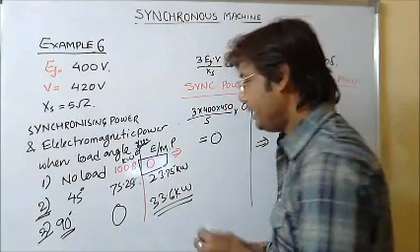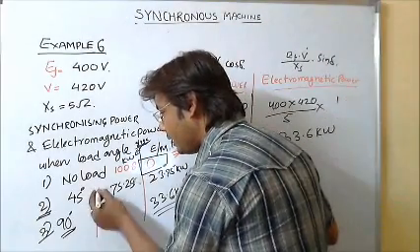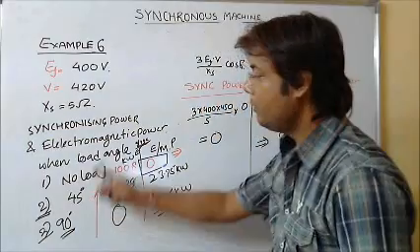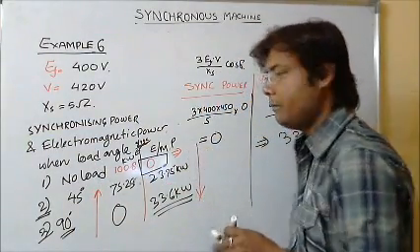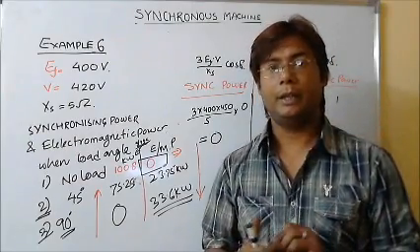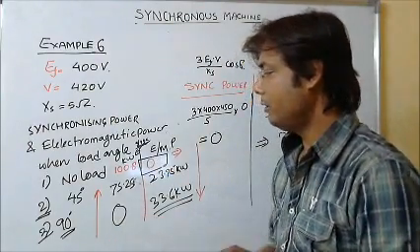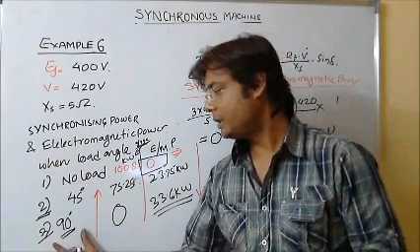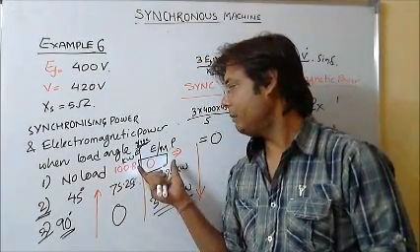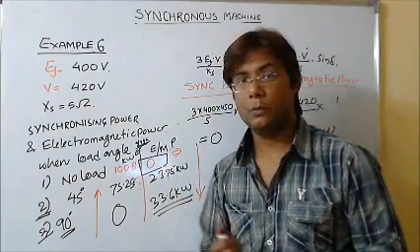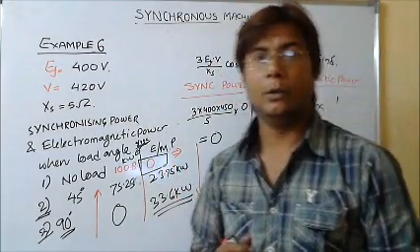Here I can say that my synchronizing power increases from 90 degrees to no load, and electromagnetic power increases from 0 to 90 degrees. So please remember this also. Synchronizing power is 0 at 90 degrees, and electromagnetic power is 0 at no load condition.